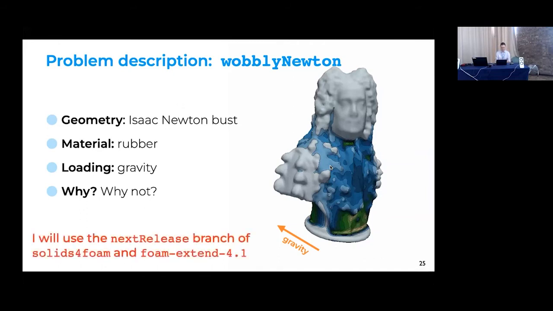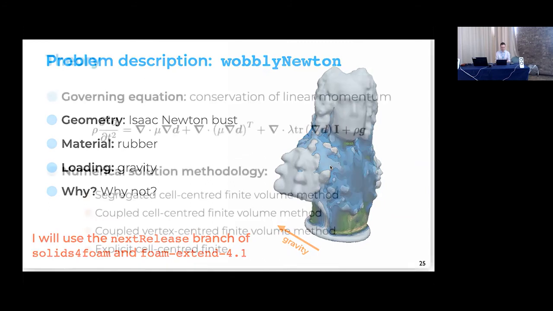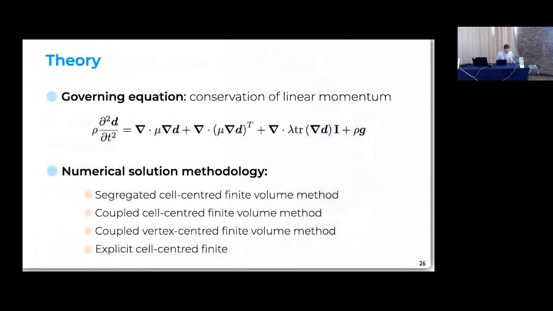For this, I'm using foam-extend 4.1 and Solids4Foam on the next release branch. Now some of the theory. This equation here is conservation of linear momentum. It's basically mass times acceleration on the left, per unit volume. So this is density, and D is displacement. Normally in solids, we don't solve for velocity. You can, but it's more convenient to solve for displacement. The time derivative of displacement is velocity. The right-hand side is just the divergence of stress, and this is gravity. This is for the simplest solid, which is an elastic solid.